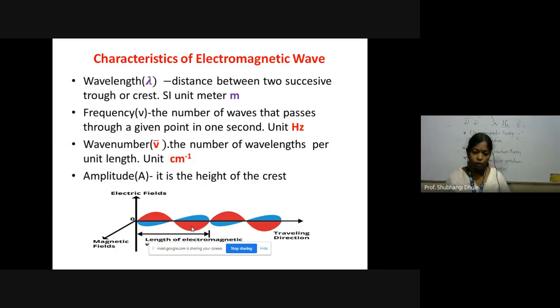Then comes the amplitude, denoted by A, and it is the height of the crest. If you observe the slide here, this is called the amplitude. It is the height of the crest or trough also. So these are the characteristics of an electromagnetic wave.